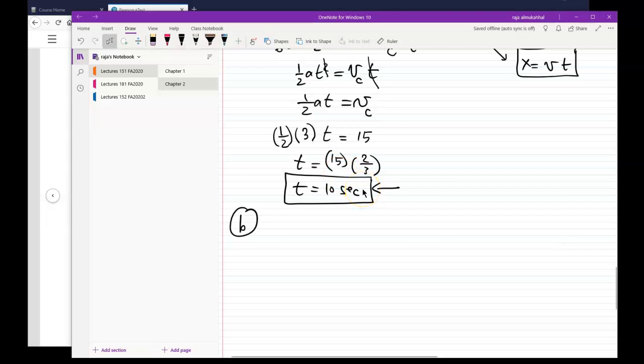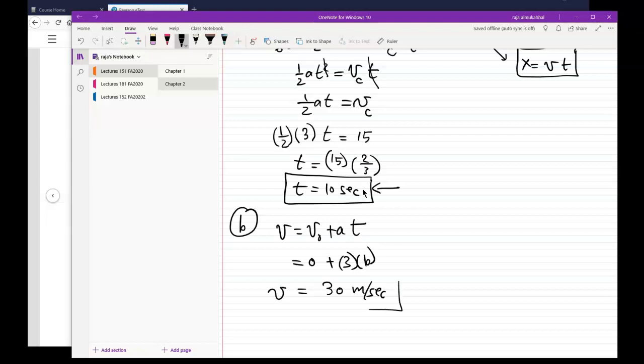So let's do it. We have v equals v naught plus at. That's 0 plus 3 times 10. And that will give me 30 meters per second. So by the time the police officer catches up with the car, he's going 30 meters per second.